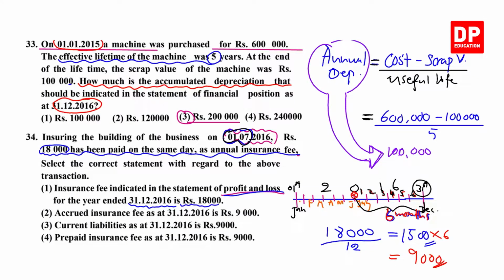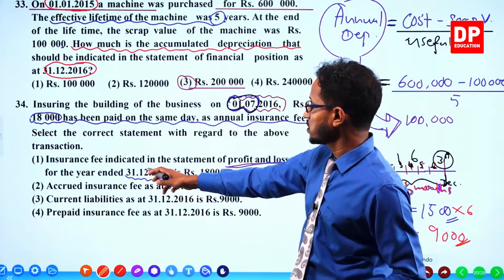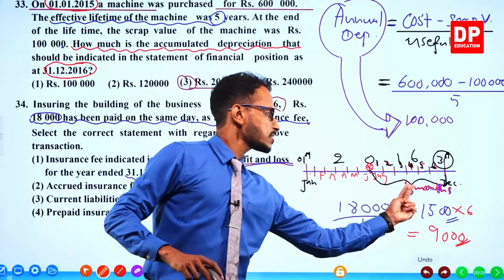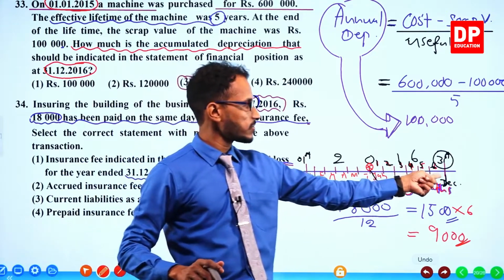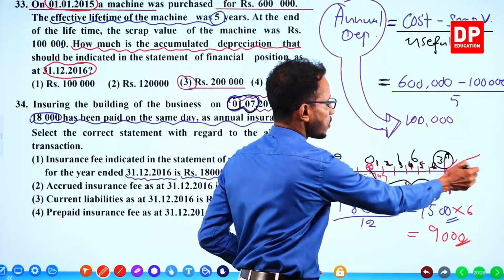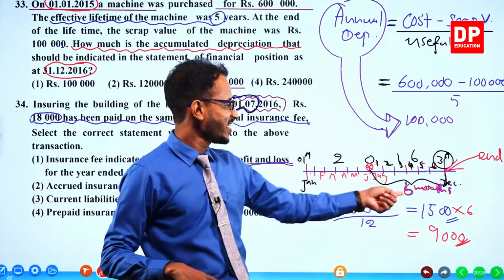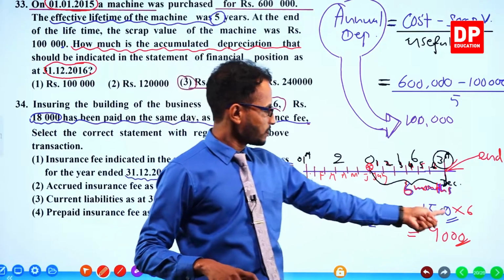Insurance fee indicated in the statement of profit and loss for the year ended 31st December 2016 is 18,000. It's wrong. It's not 18,000. For the year ended 2016 December 31st, only 6 months is relevant, right? 6 months is relevant from the paid date until 31st of December, because this is the end of the year. I have explained this enough, right? All right. So for the 6 months, it's 9,000.